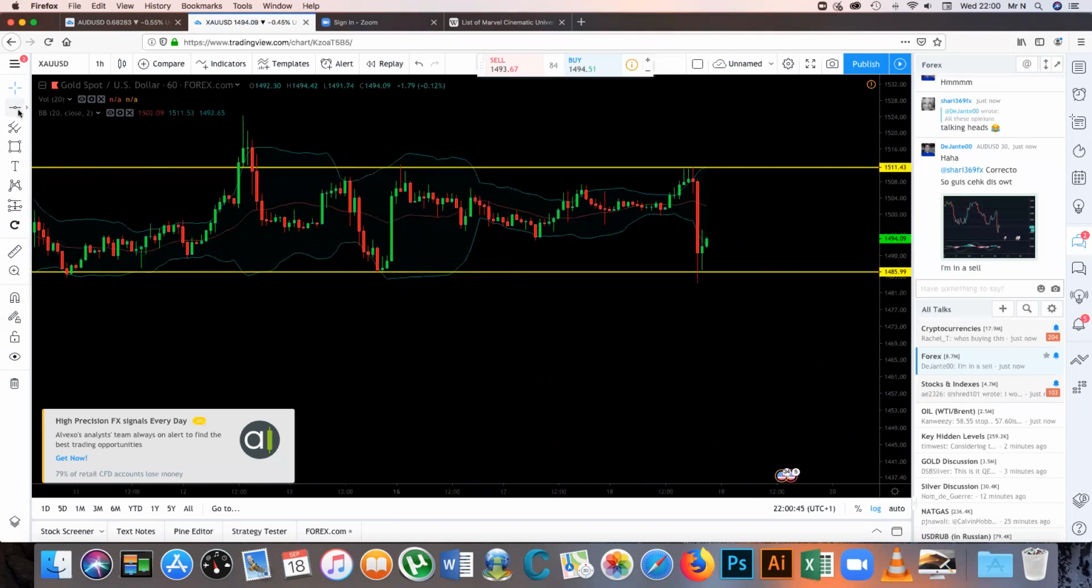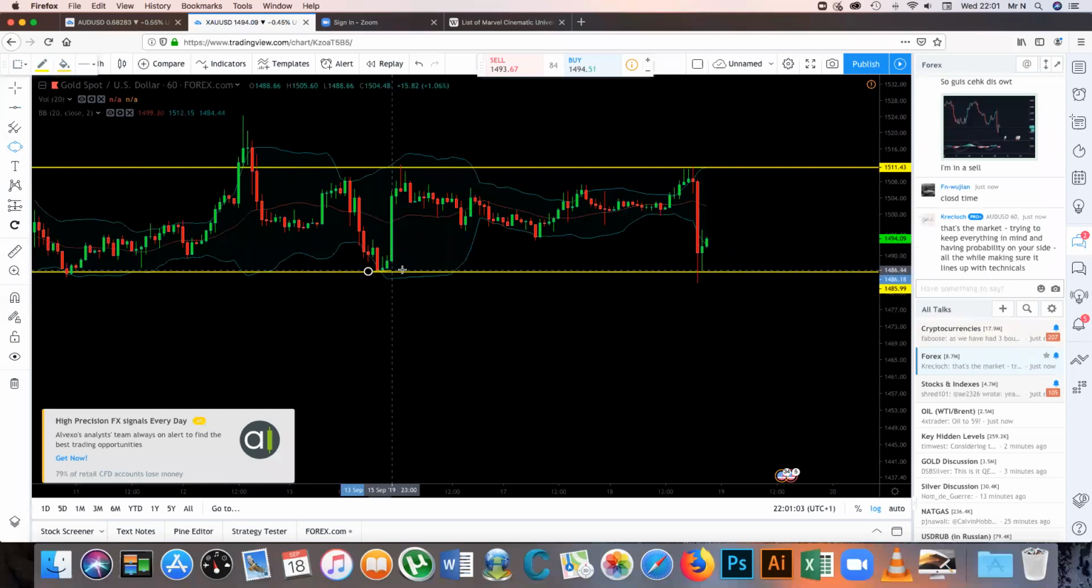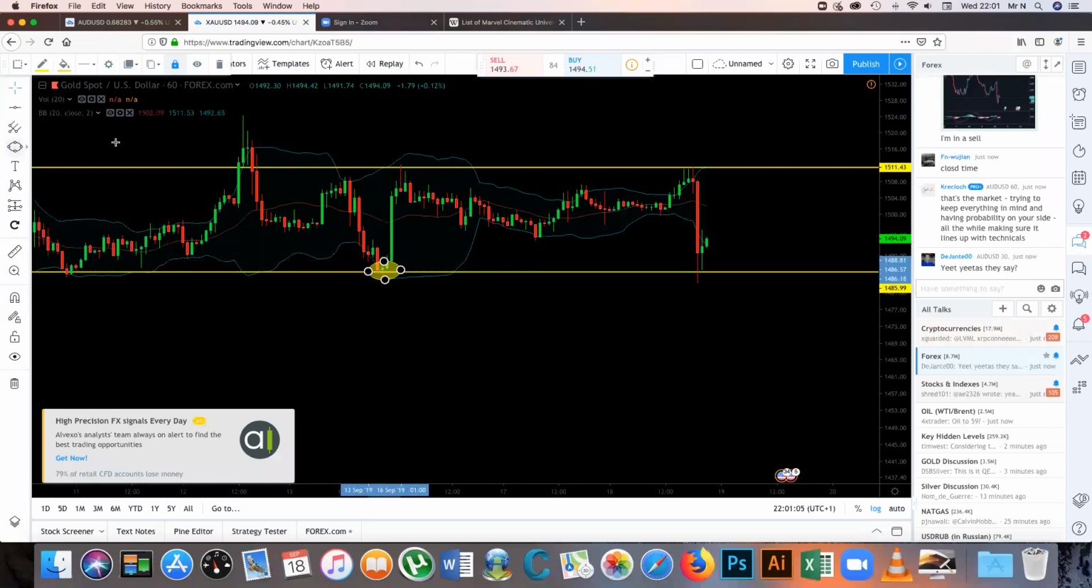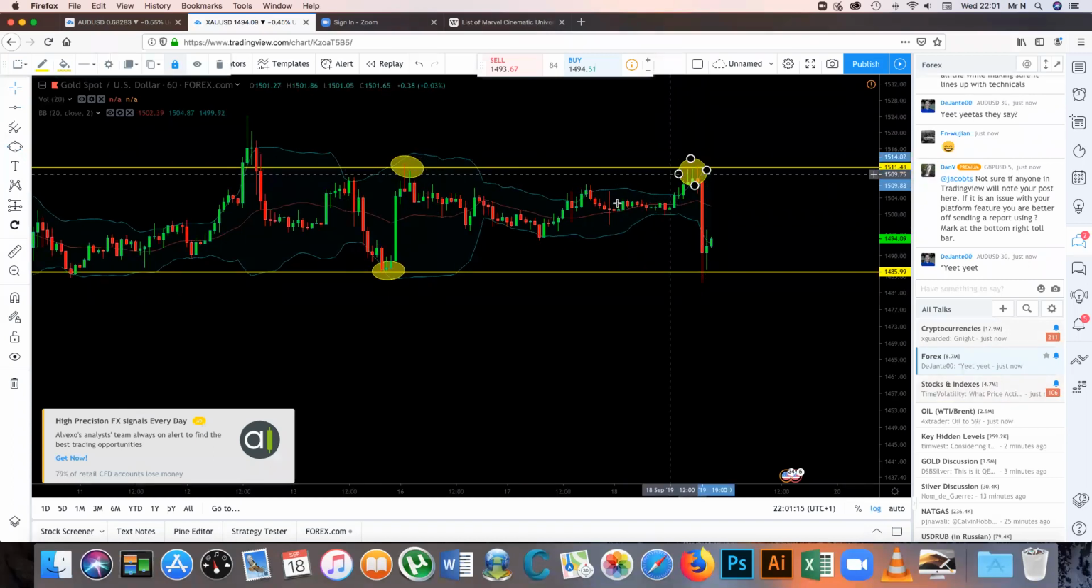Right now I've got my resistance and my support, and you can see how many times it's hit and tried to hit it and then respected it. Anything like this, where I'm going to put my circle, is where I can say it's respected my trend lines. Every time I'm doing a trade, I'm looking for how many times it's respected my lines before I decide to enter.